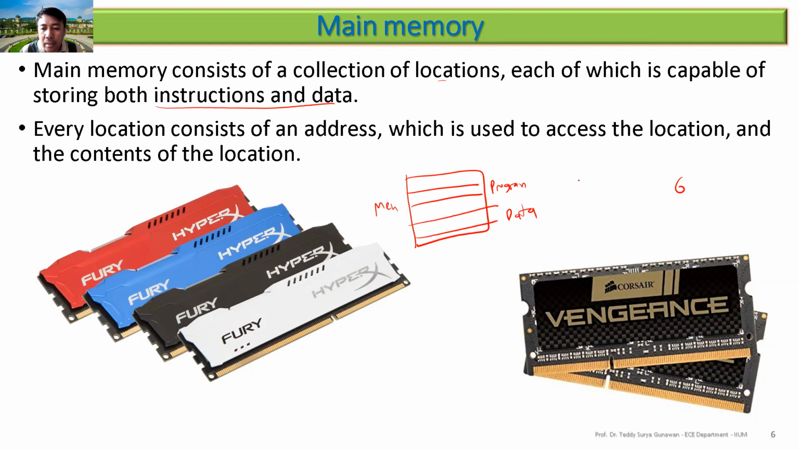Okay, so the instruction, for example, x equal to x plus 1. So this is addition, for example, the instruction, and then the data is x. Okay, x is the data. So you have instruction and you have the data. Of course, for instruction, you have lines of code, line number 1, 2, 3, 4, 5, and so on. So every location consists of an address, which is used to access the location, and the content of the location.